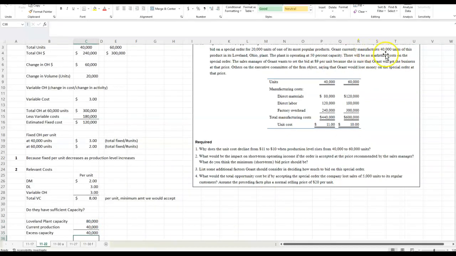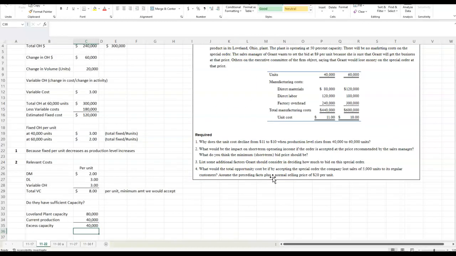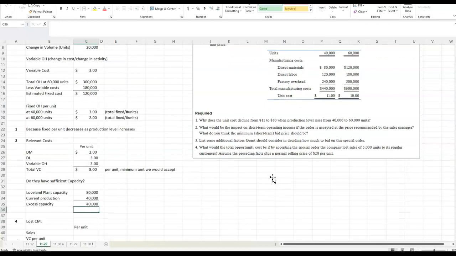And this special order is 20,000 units. So it does have excess capacity.